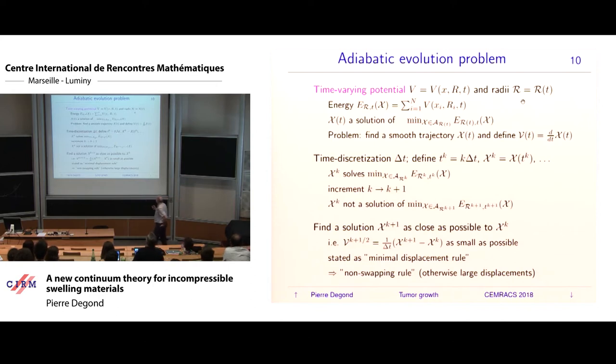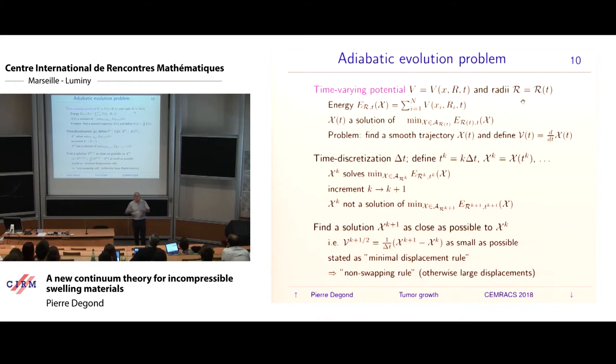As I said, I'd like to find a smooth trajectory, x of t, made of points that at any given instant minimize this. So I'm going to look at what's called an adiabatic evolution. I'm assuming that the motion at any given time minimizes the functional, right? So at any given time, x of t is a solution of this minimization problem with a potential that is the one given at time t, and with also the radii, the configuration space defined by the radii at time t. Okay, so the solution is going to vary because of this time dependence here and the time dependence of the radii as well. And I'd like to find a smooth trajectory.